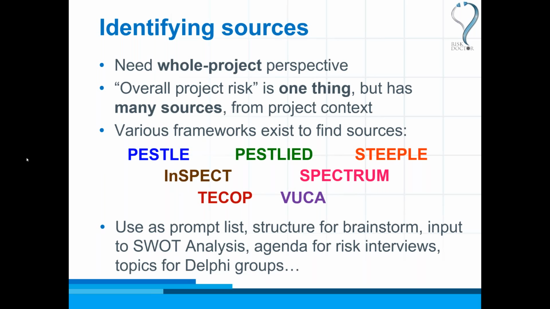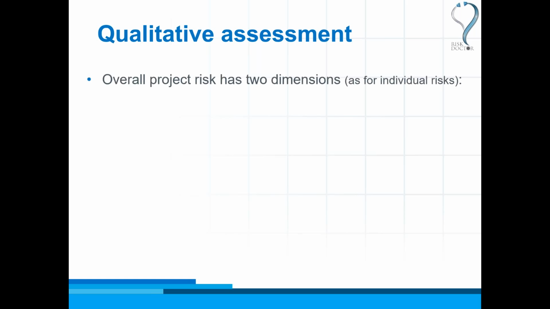Once we've identified where overall project riskiness is coming from, the next question is to say, well, how big is it? How risky is the project? In normal management of individual project risks through the risk process, we start with a qualitative assessment, and we look at probability and impact of each individual risk. Overall project risk also has two dimensions, which are like probability and impact, but not quite the same, because we're looking at the project as a whole.